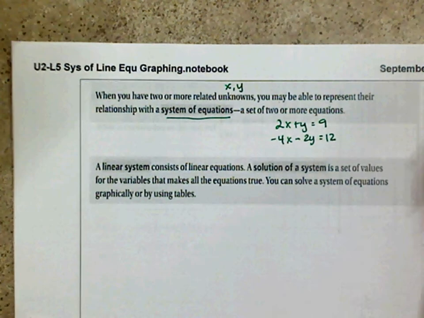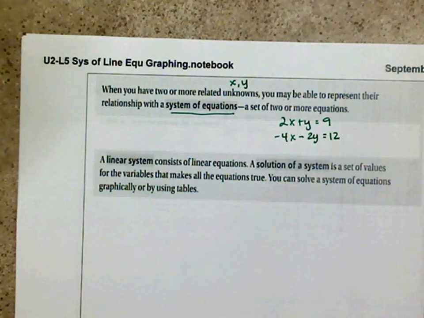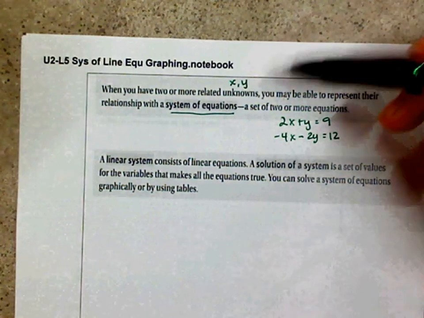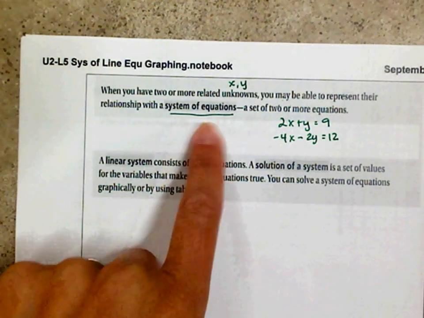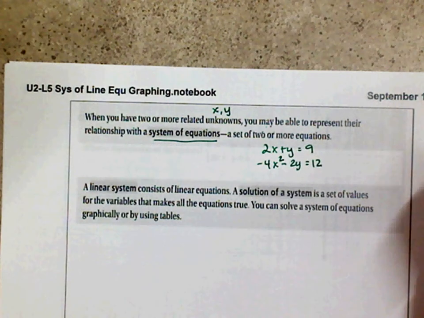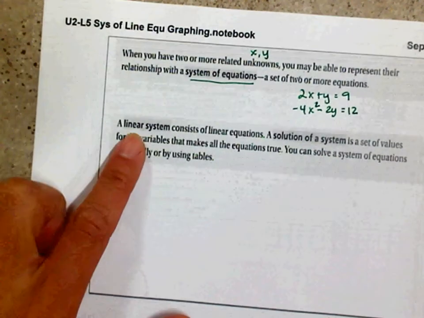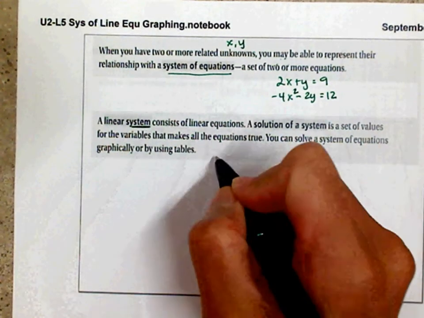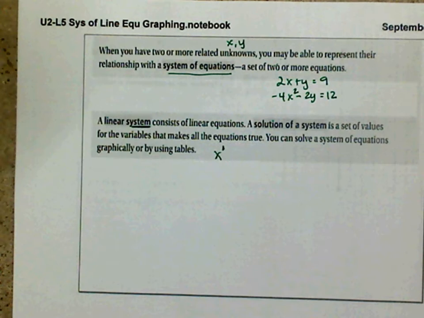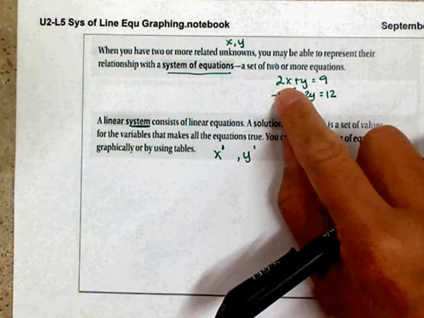Can you have x, y, and z? Absolutely. Can you have a, b, c, d, e, f, and g? Absolutely, as long as there are two or more equations. Now, that is a system of equations. What makes it linear? By the way, this could also be 4x squared plus 2y equals 12. That is still a system of equations. What makes it a linear system is that the highest power of x is the first power, and your y is also to the first power, kind of like a linear equation right here.